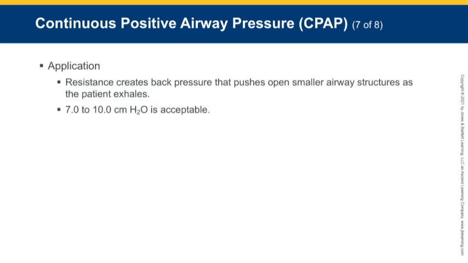Proper CPAP application is crucial for its effectiveness. As the patient exhales, the resistance from the CPAP machine creates a back pressure, keeping small airway structures open. When applying CPAP, ensure a good mask seal to prevent air leaks. Start at low pressure settings and adjust based on patient response. Continuously monitor respiratory effort and oxygen saturation to assess effectiveness.